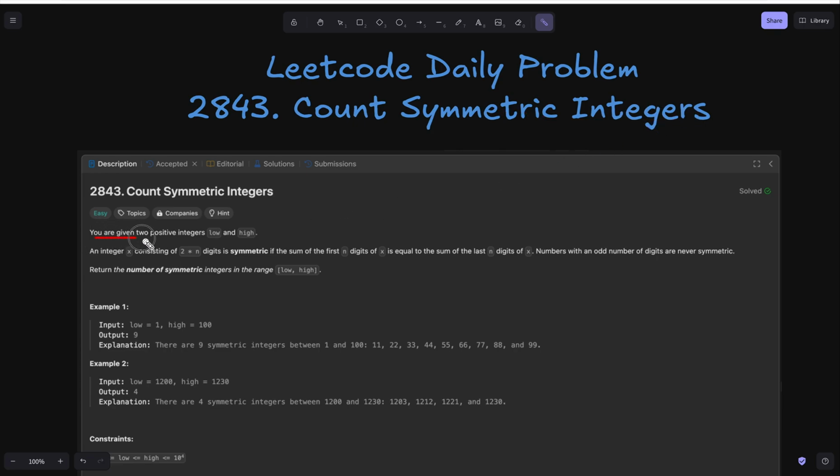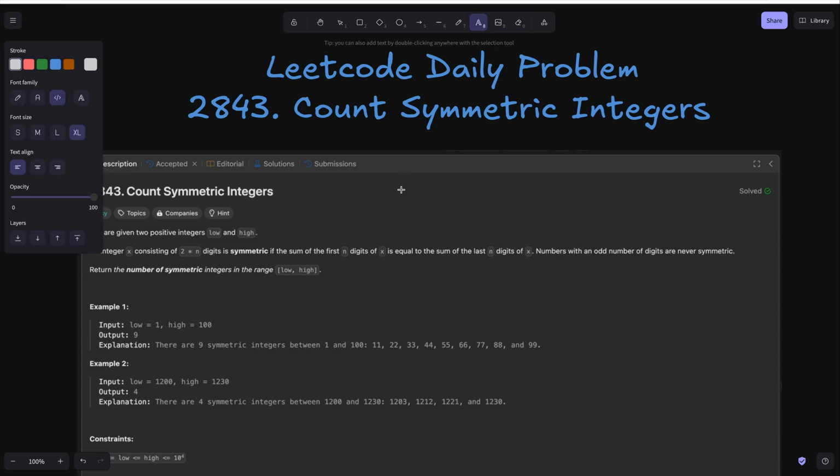So here we are discussing the LeetCode Daily problem, which is Count Symmetric Integers. You're given two positive integers, low and high. An integer x consisting of 2 * n digits is symmetric if the sum of the first n digits of x is equal to the sum of the last n digits of x. Numbers with an odd number of digits are never symmetric. So we need to return the number of symmetric integers in the range low to high.